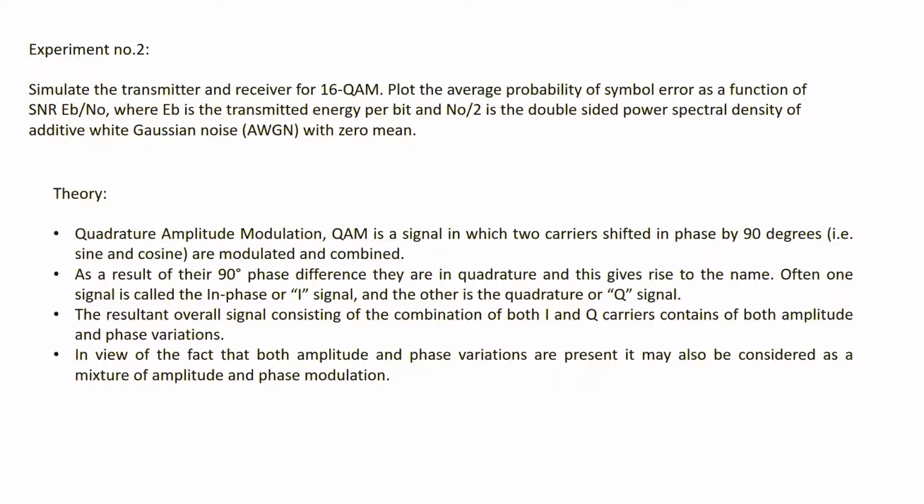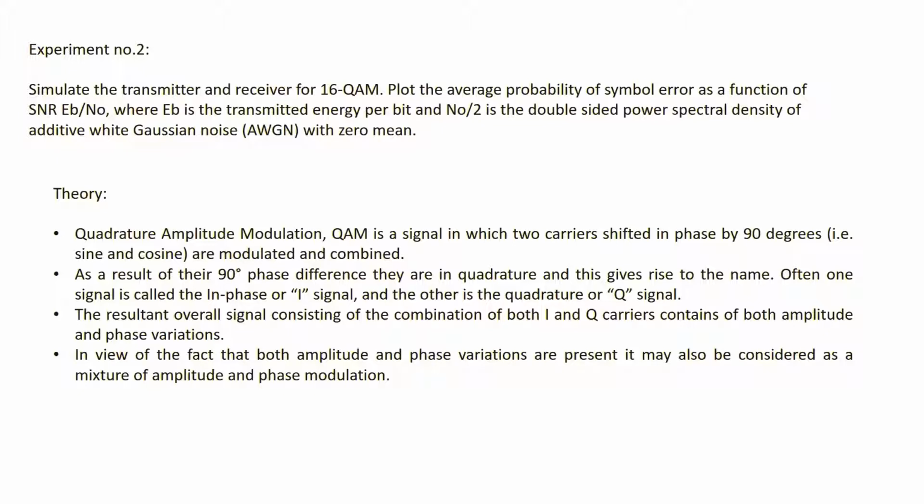16 QAM. The objective of the experiment is to simulate the transmitter and receiver for 16 QAM. QAM stands for quadrature amplitude modulation, and to plot the average probability of symbol error as a function of signal to noise ratio Eb by N0, where Eb is the transmitted energy per bit and N0 by 2 is the double-sided power spectral density of additive white Gaussian noise with zero mean value.